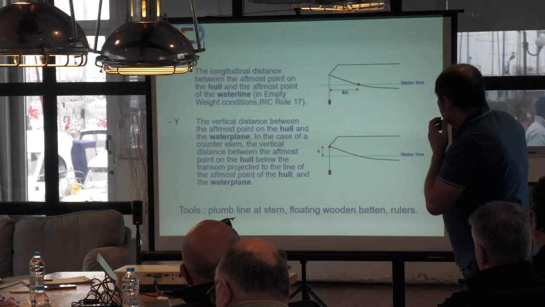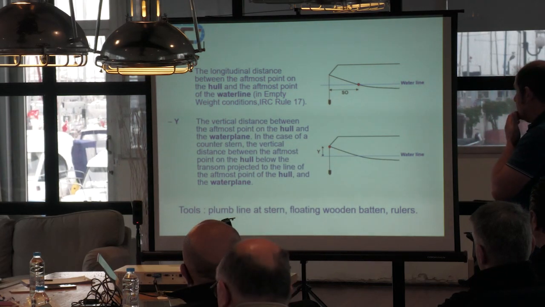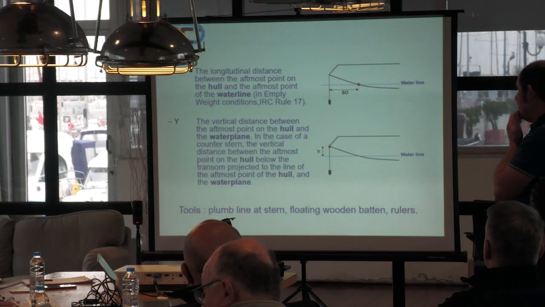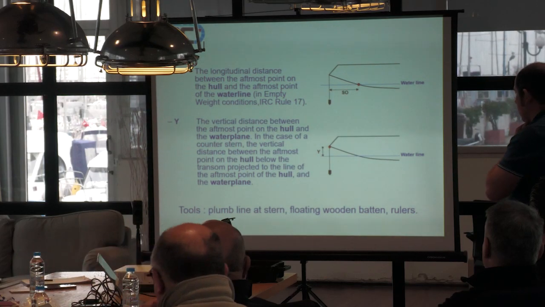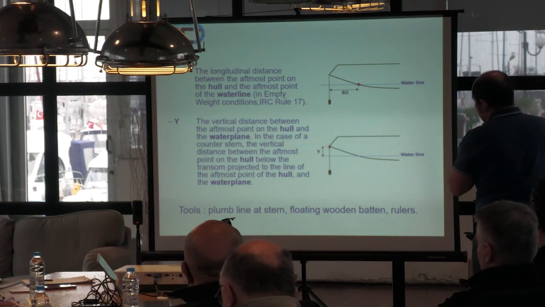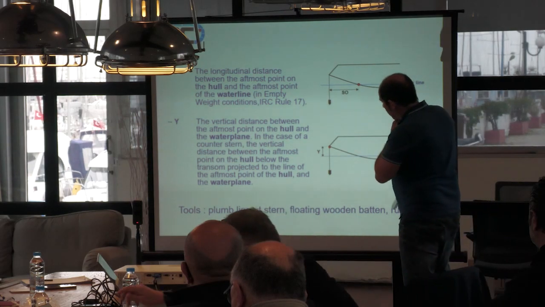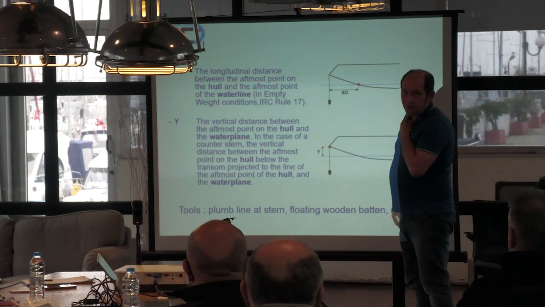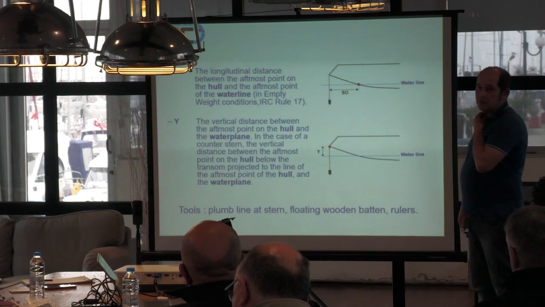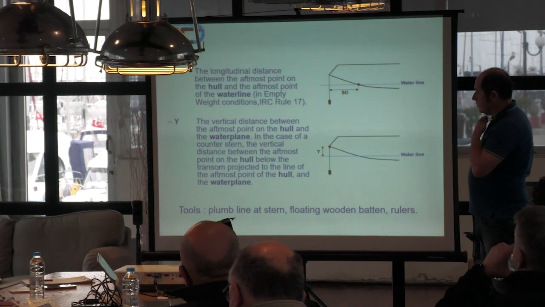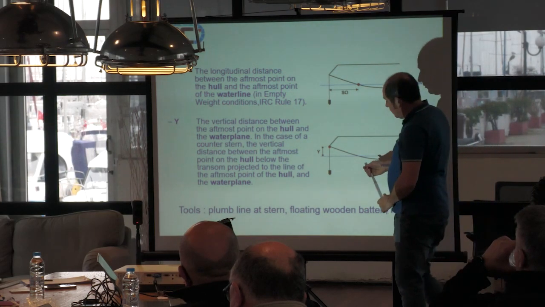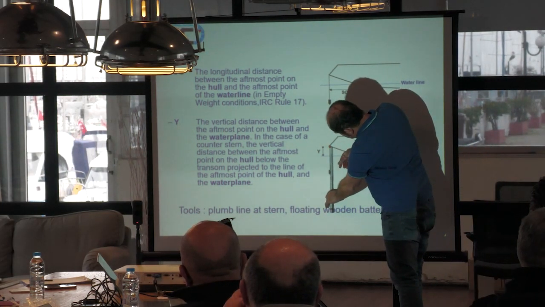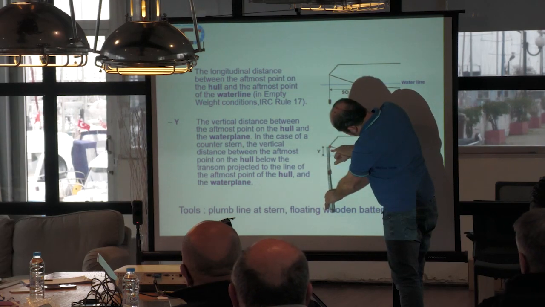At the stern, we will have two measurements: the stern overhang and the vertical distance, which is called Y, the vertical distance between the aftmost point of the hull and the water plane. This is probably the easiest overhang measurement. Why? You will have your plumb line in the axis of the boat, and you will just have to measure the vertical distance here from the point to the waterline.